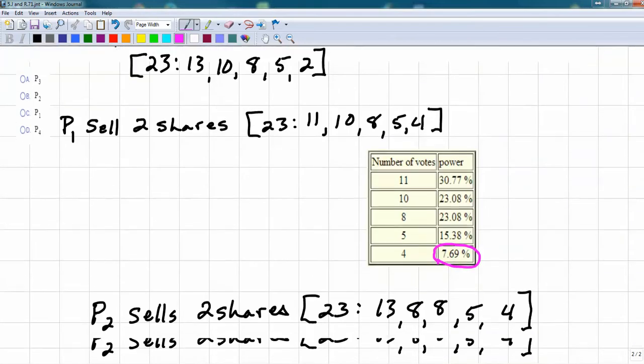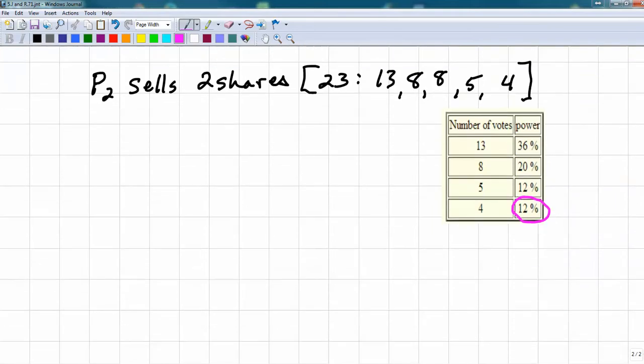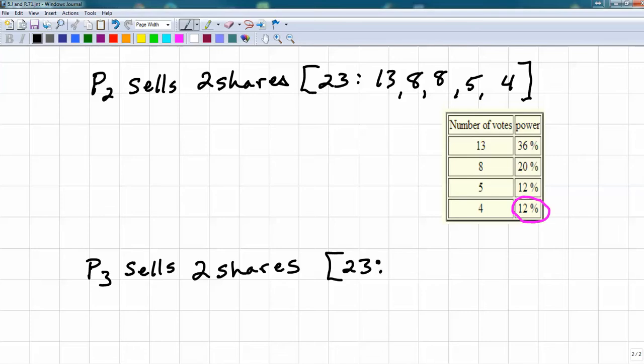So our next choice is to say, okay, what happens if P sub 3 sells 2 shares but nobody else does? So P sub 3 sells 2 shares, and that's going to give me a new coalition of 23 colon 13, 10, 6, 5, 4.